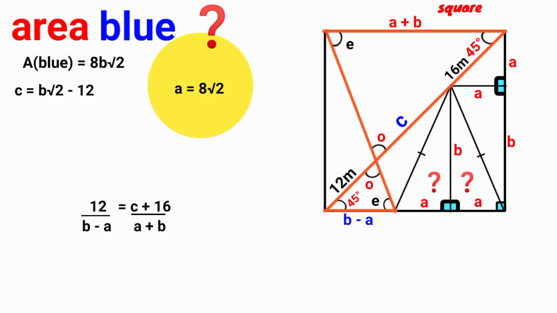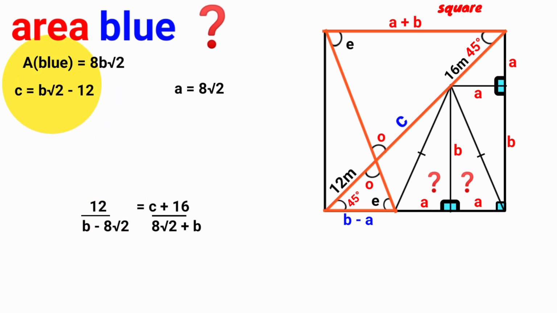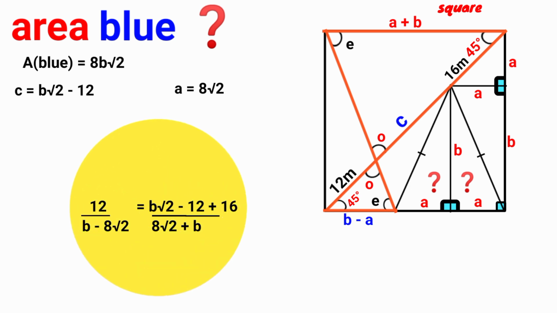We'll recall here a equals 8 root 2. Substitute here. And here also c equals b root 2 minus 12. Replace this c with b root 2 minus 12. So 12 over b minus 8 root 2 equals b root 2 minus 12 plus 16 all over 8 root 2 plus b. Here minus 12 plus 16 is 4. So 12 over b minus 8 root 2 equals b root 2 plus 4 all over b plus 8 root 2.